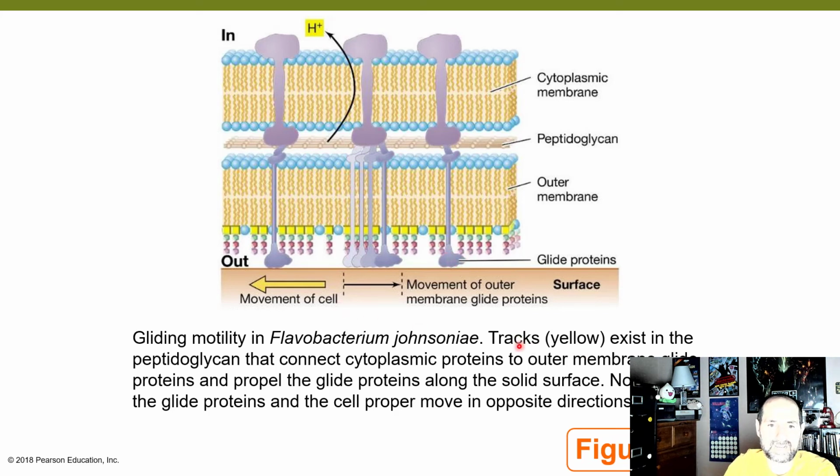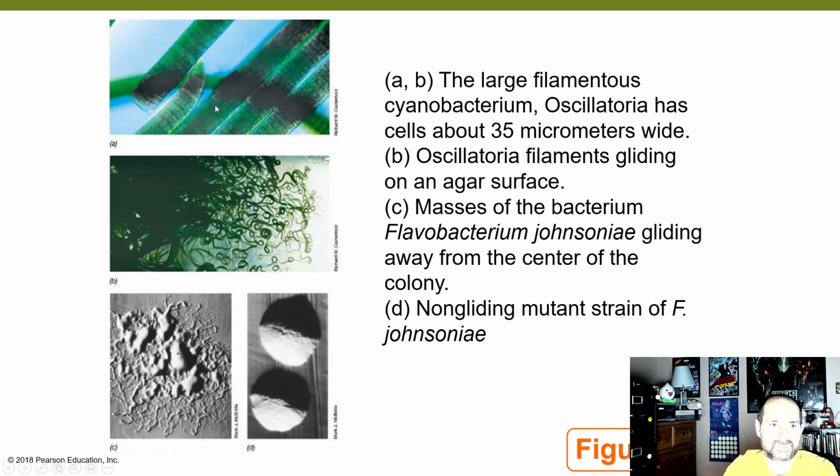See, it says here the tracks in yellow. The tracks in yellow exist in the peptidoglycan that connect the cytoplasmic proteins to outer membrane glide proteins, and propel the glide proteins along a solid surface. Notice that the glide proteins and the cell proper move in opposite directions. The glide proteins are moving towards the right, and that allows the cell to move towards the left.